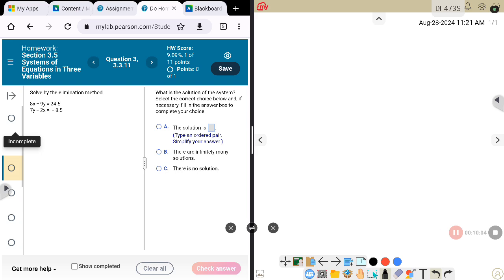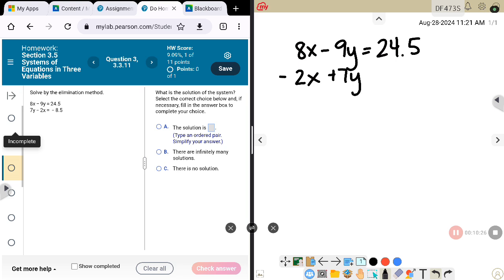So when I write this one out, I'm going to have 8x minus 9y equals 24.5. When I write that second equation, I'm going to put the x in front, so I've got negative 2x plus 7y equals negative 8.5. Okay, so you want your x's in one column and then your y's.